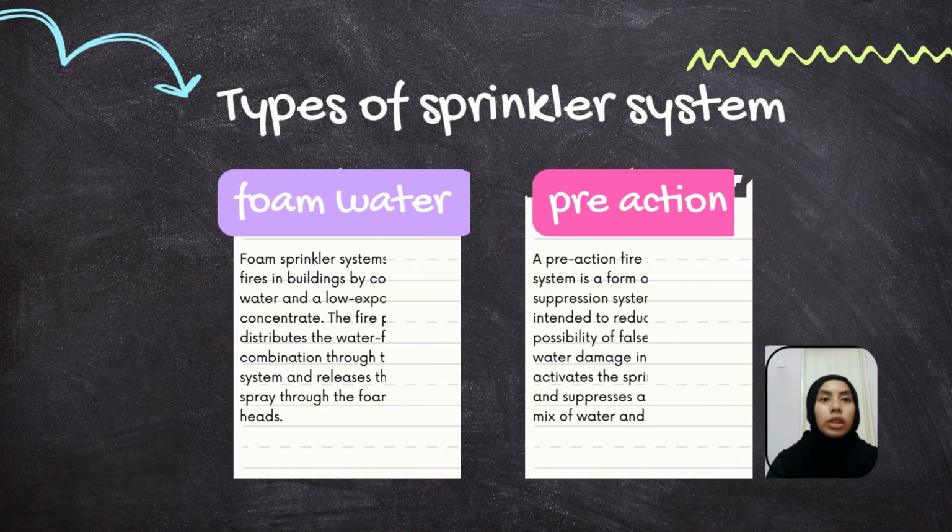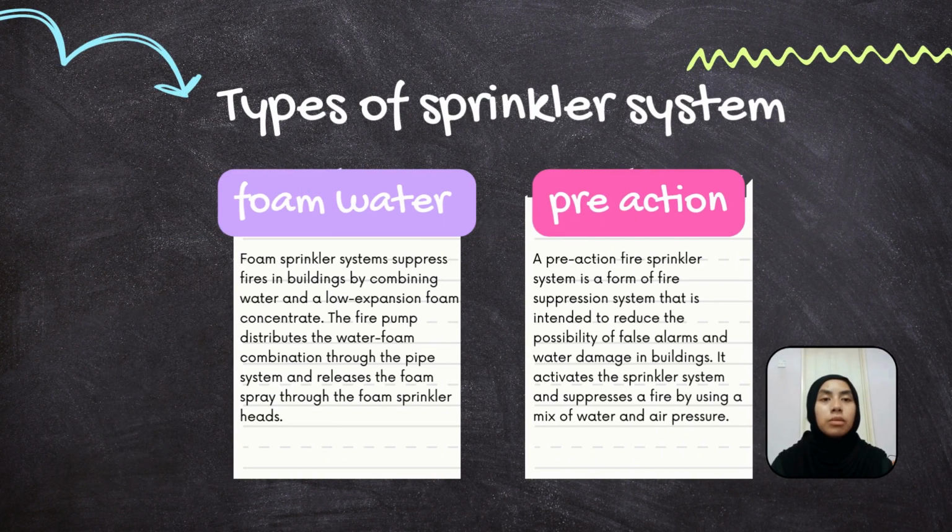Then, foam water sprinkler system. Foam sprinkler systems suppress fires in buildings by combining water and a low expansion foam concentrate. The fire pump distributes the water-foam combination through the pipe system and releases the foam spray through the foam sprinkler heads. The foam systems are connected to a water supply via a valve that is opened by the functioning of a smoke or heat detecting system.